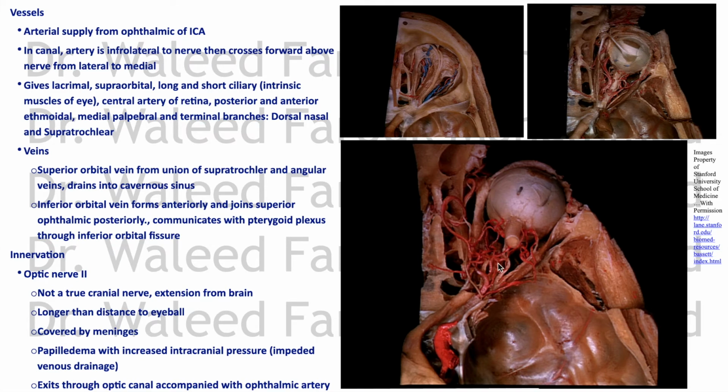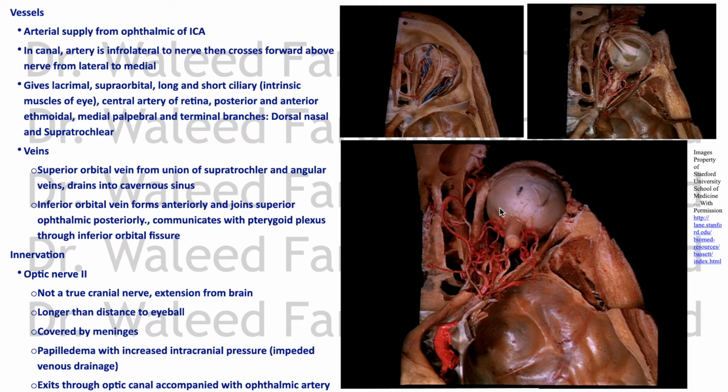Short ciliary arteries are short, and they are branches from the muscular branches as well, and pierce the eyeball. You have supraorbital and supratrochlear branches that go to the outside, and the central artery of the retina. It's given by the ophthalmic artery. It's a delicate artery that pierces the optic nerve and runs inside the optic nerve and supplies the retina from the inside. It's delicate.